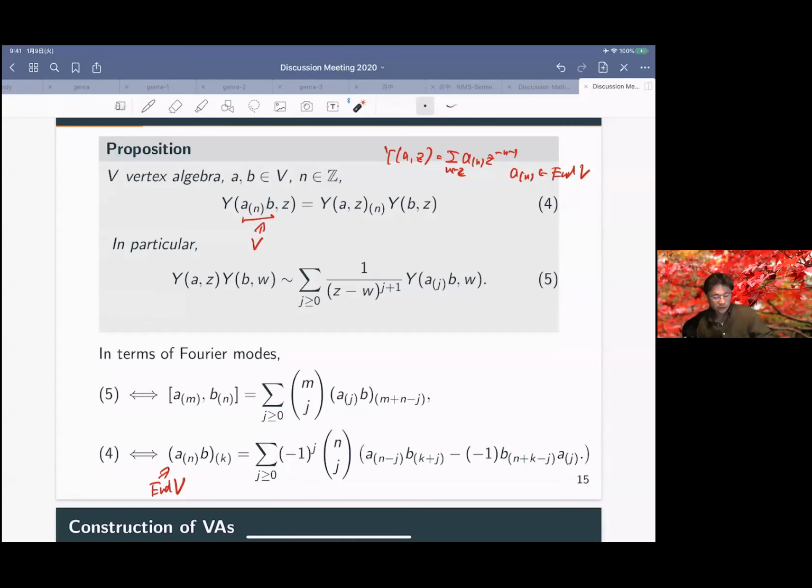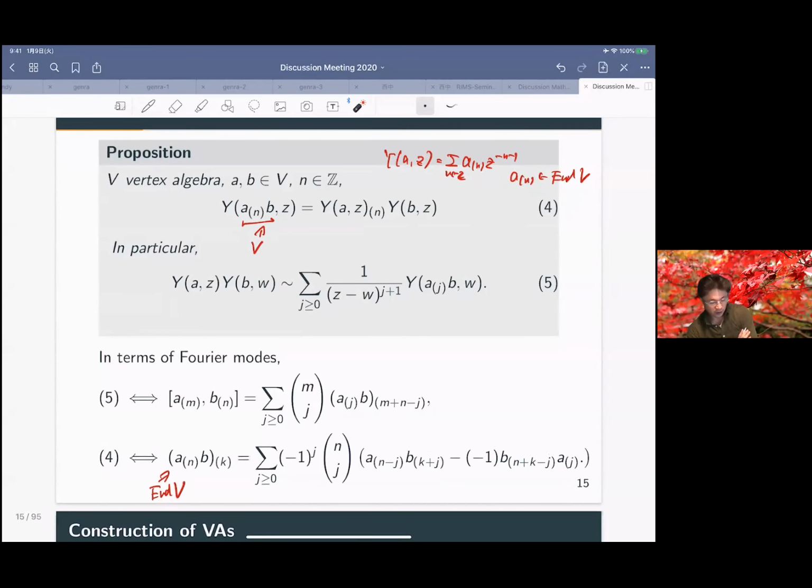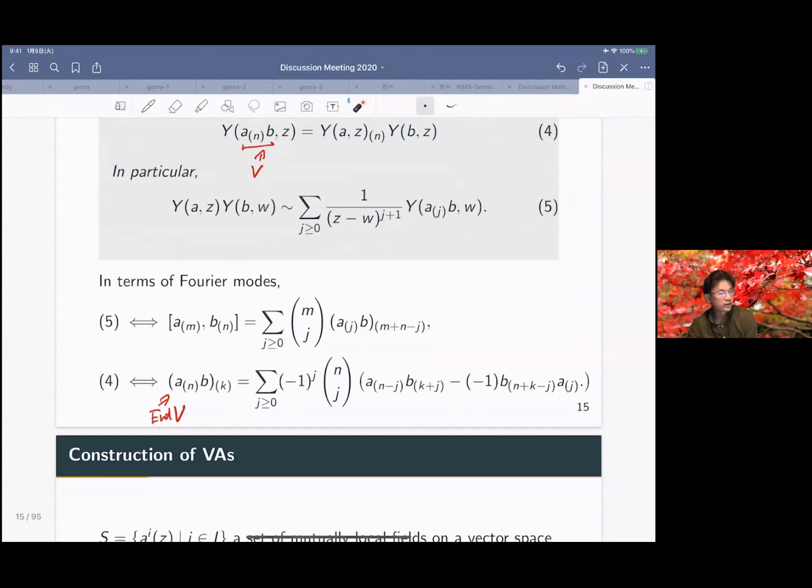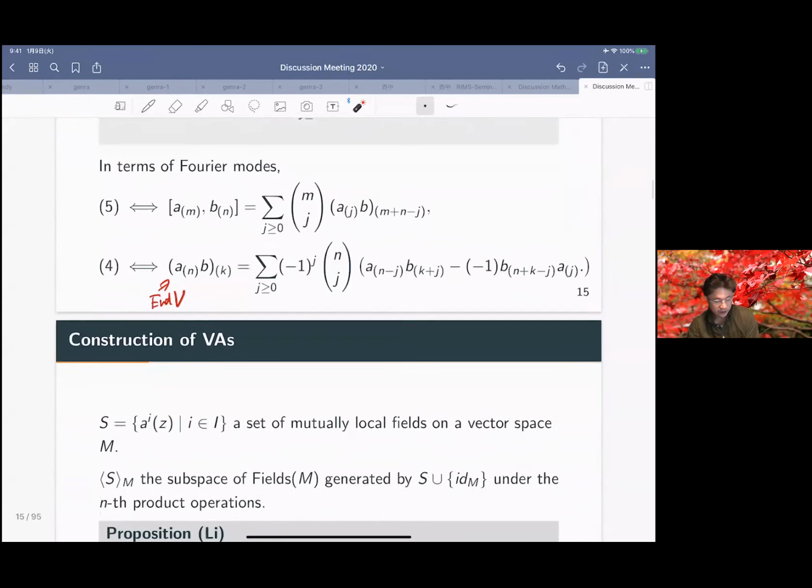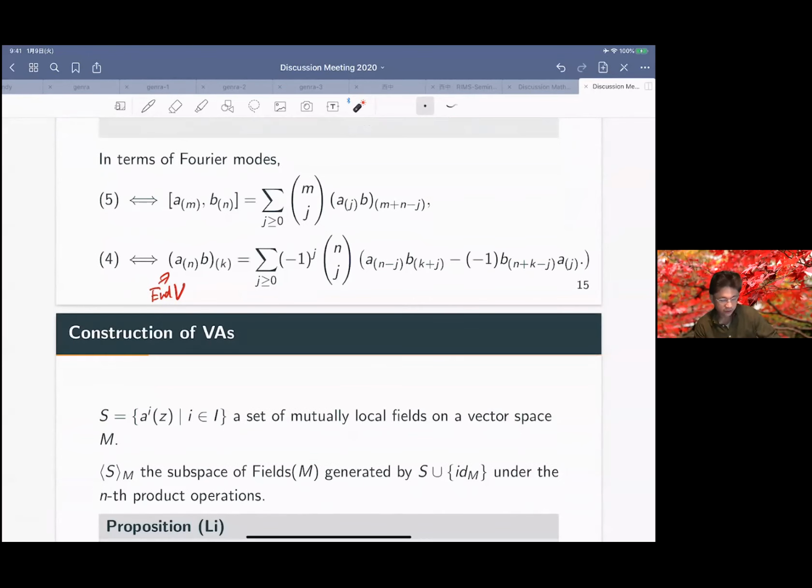So now I want to explain how we can construct such a vertex algebra. There's a natural way to construct a vertex algebra if you have a set of mutually local fields on a vector space N. You can start, for example, from one field, which is local to itself. Mutually means it has to be local to itself also.